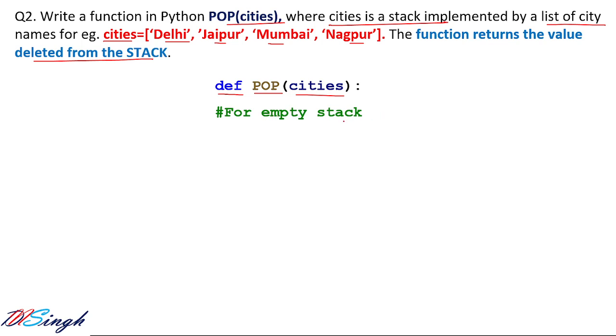For empty stack checking, just use the len function to find out the length of this particular cities list. If it is equal to 0, we cannot pop out any element from it. So this list of cities we are treating as a stack. Anything which comes out of this list must be from the end, and anything which will be added in the list must be at the end.